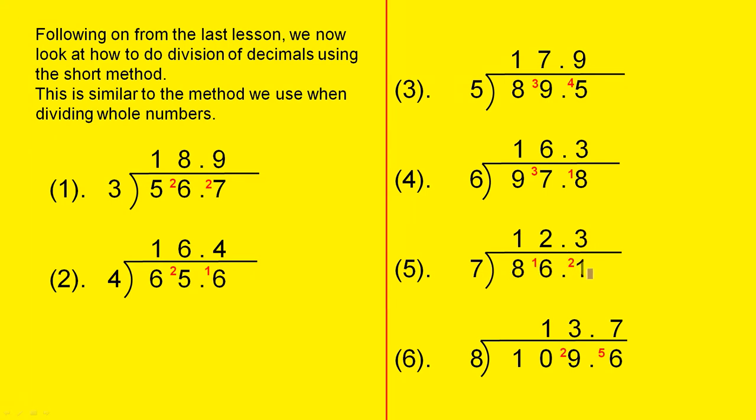7 into 86.1. 7 into 8 goes once and 1 left over. 7 into 16 goes twice and 2 left over. 7 into 21 goes 3. The answer is 12.3.